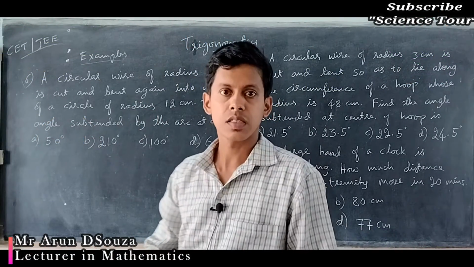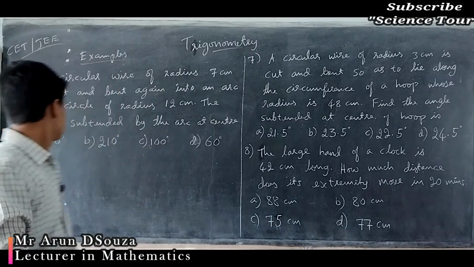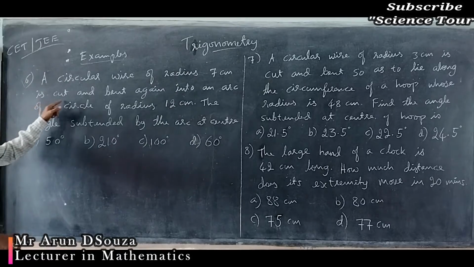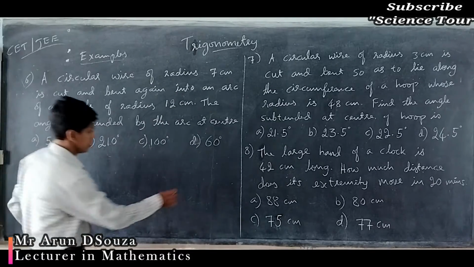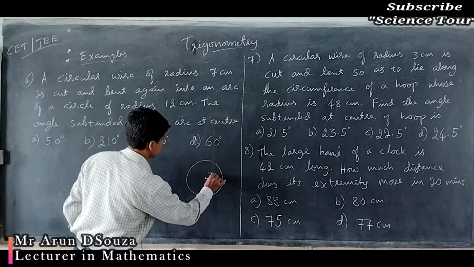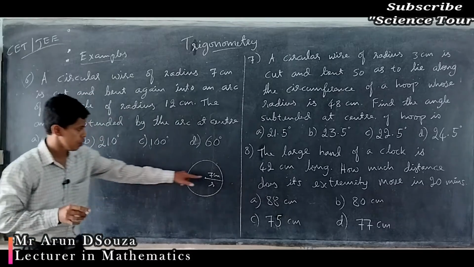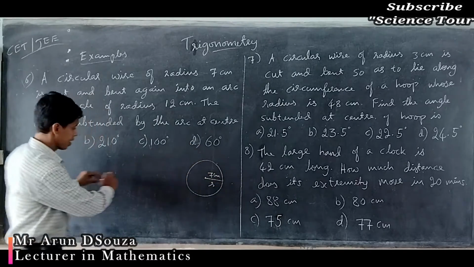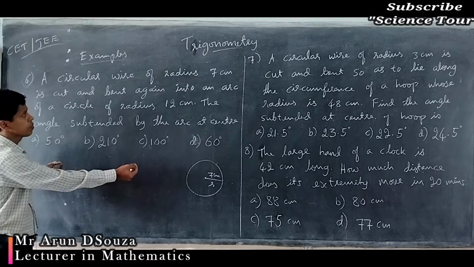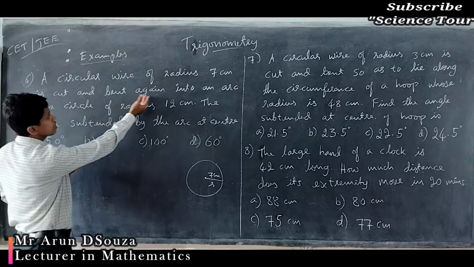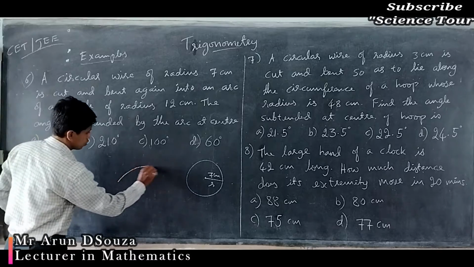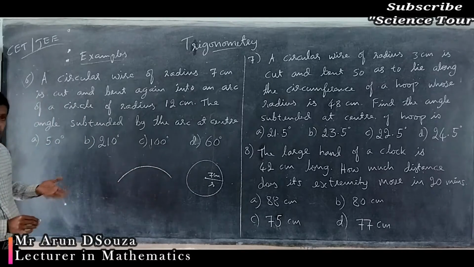Let's look at the sixth question here. A circular wire of radius 7 centimeter is cut. So there is a circular wire of radius 7 centimeter, and you are cutting that circle of wire. So you get a length of wire in your hand. And then what do you do? And bend again into an arc of circle. Okay, so you make an arc of a circle.